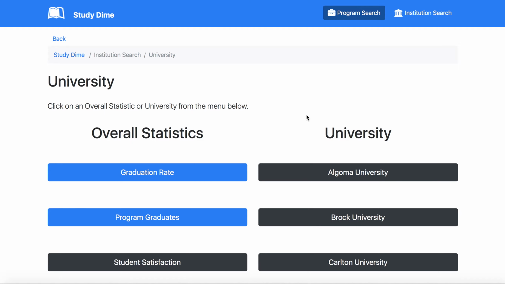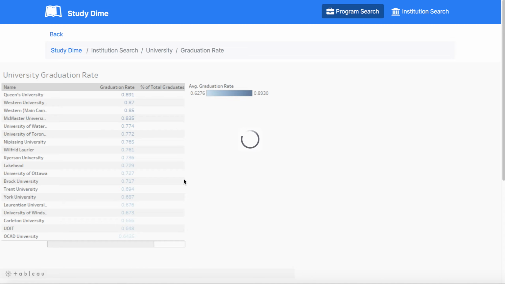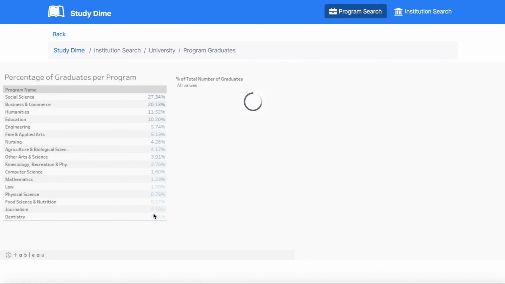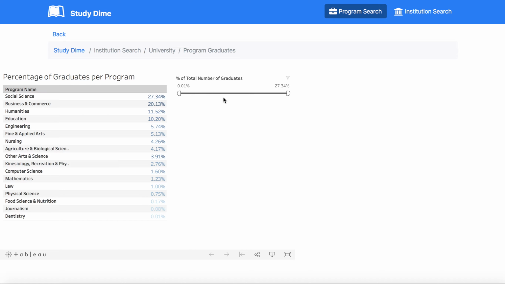Okay. So we're going to move to more of a top-down approach where we will walk you through what's happening at the high level. So if you go through the university graduation rate, you see that Queen's University has the maximum number of graduates who have an overall graduation rate of 0.89%. And also, if you look at the program graduates, you see that the maximum number of graduates come from social sciences, followed by business and commerce.